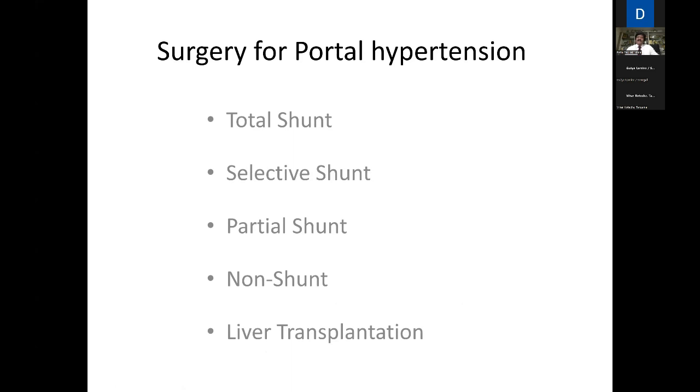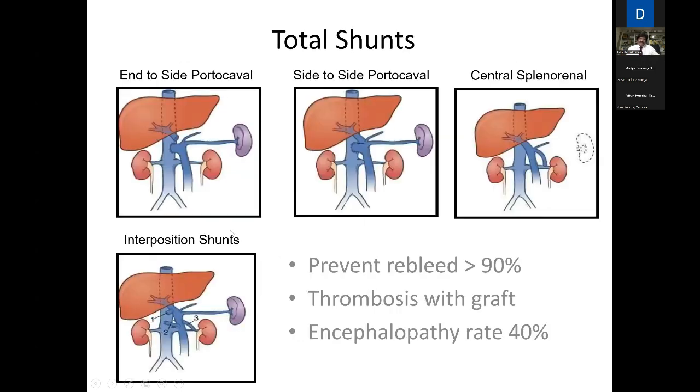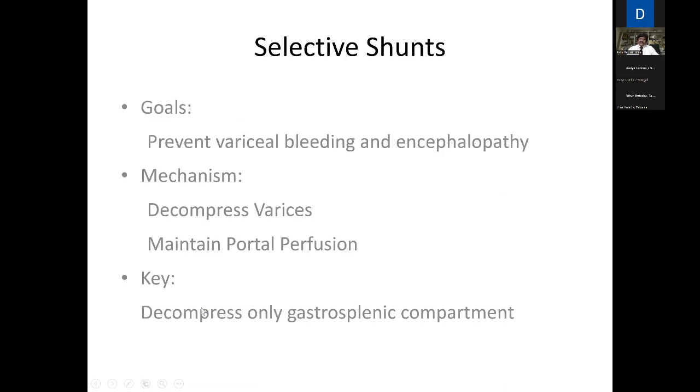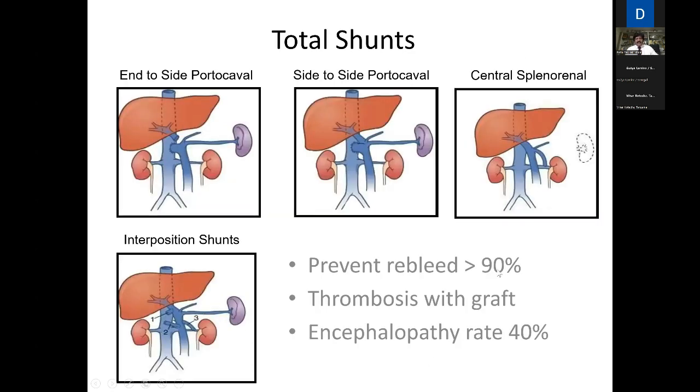A word about surgery for portal hypertension. The surgery that is performed for portal hypertension can be considered as total shunts, selective shunts, partial shunts, and there is a group of non-shunt operations, and finally liver transplantation. See, these pictures will show total shunts. The entire portal system is drained into the systemic venous system, like an end-to-side portocaval shunt, side-to-side portocaval shunt, central splenorenal shunt, and interposition shunts. They prevent rebleed in more than 90%, but with a huge encephalopathy rate of 40%. Orloff and group did this in large numbers, but their patients didn't die of rebleed, they died of encephalopathy.